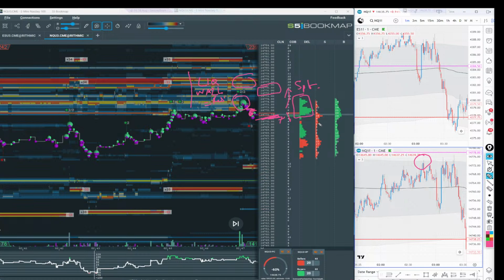Where would you be targeting? In other words, is this a valid setup? Because again, one of the things that we mentioned previously that we do not do is we never take a trade where we do not have an initial or first target that is at least 1R.